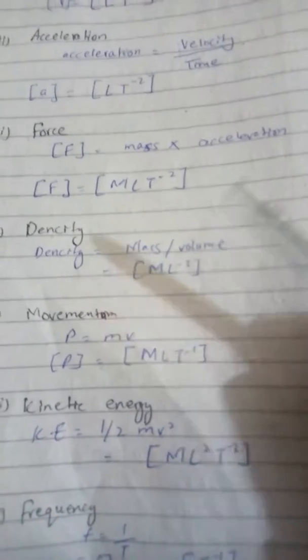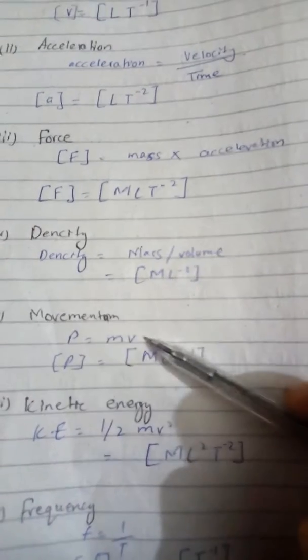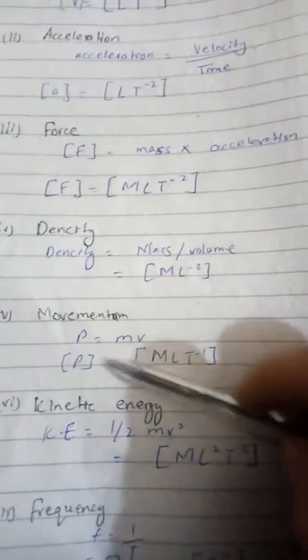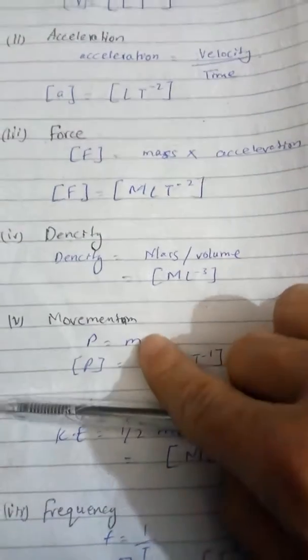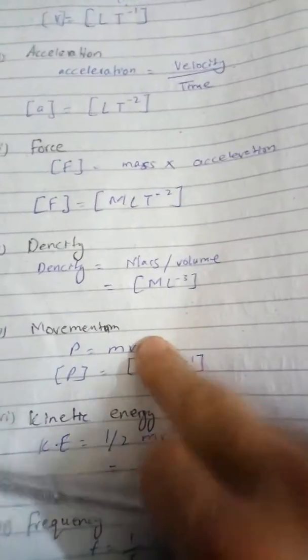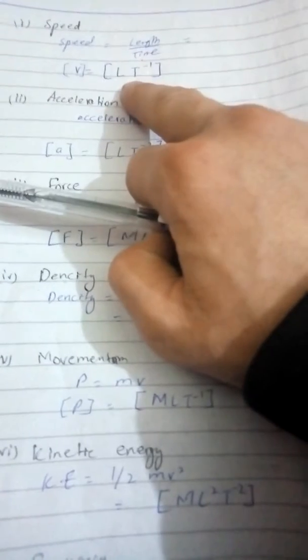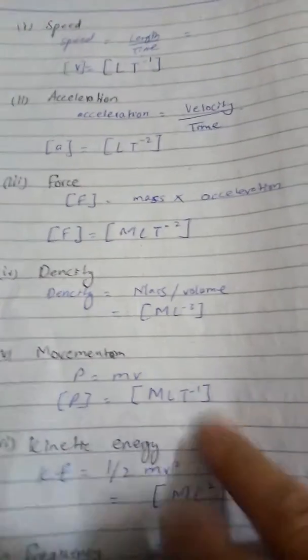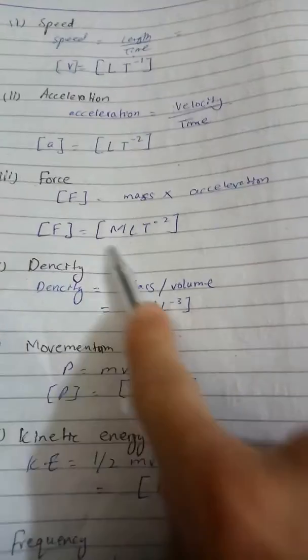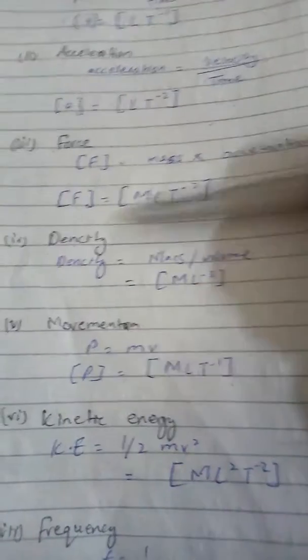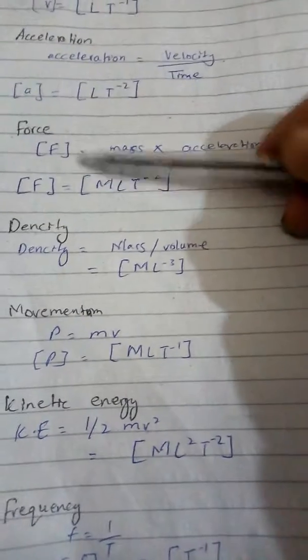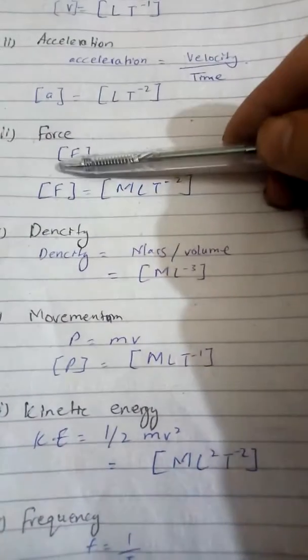And here comes momentum, and we know that momentum is a mass moving with some velocity. So what is the dimension of that? We multiply mass with velocity, and we know speed is LT^-1. So MLT^-1 is the momentum. MLT^-2 is the force, remember. And the rate of change of momentum, change in momentum over time, is also called force.